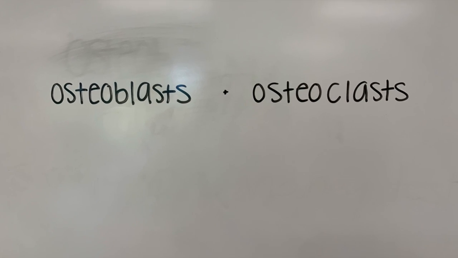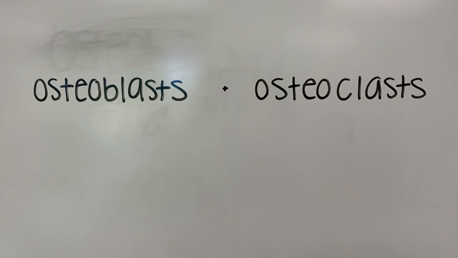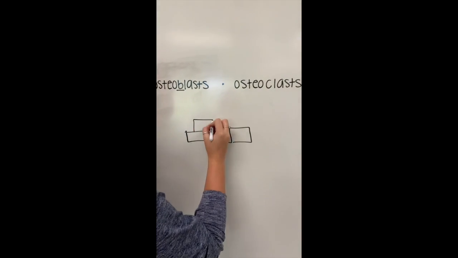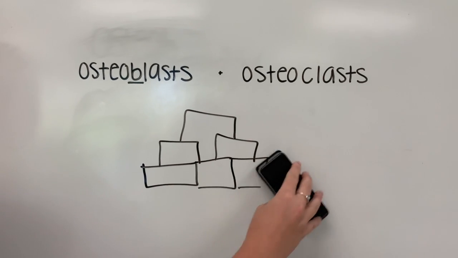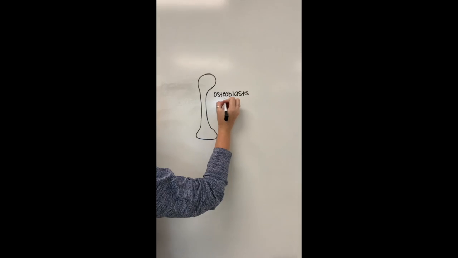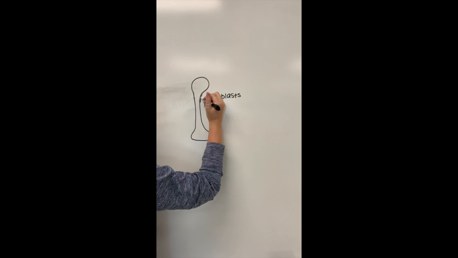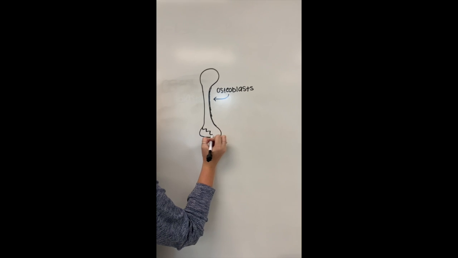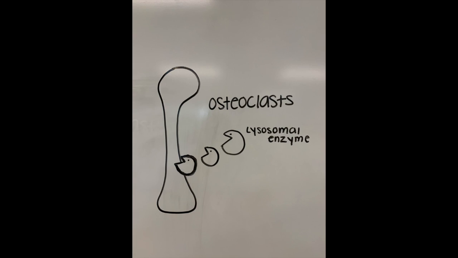Bone remodeling uses two units, osteoblasts and osteoclasts. Osteoblasts build up the bone. Osteoclasts break down the bone. Bone deposition is when bone is being added, which is accomplished by osteoblasts. This occurs where bone is injured or added, strengthening it when it's needed. Bone resorption is the breakdown of bone, which is accomplished by osteoclasts. The osteoclasts break down the bone by secreting lysosomal enzymes that digest the bone matrix.